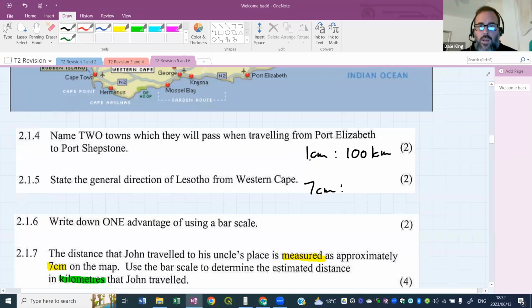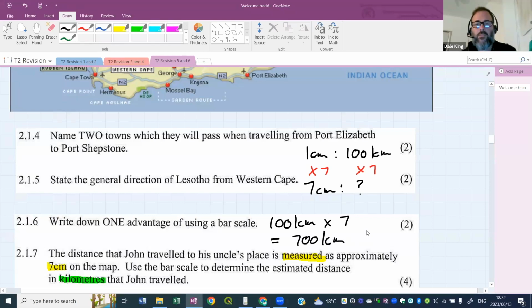Why? Because how did we go from 1 centimeter to 7 centimeters? We times it by 7, didn't we? Well, you've got to do the same on the other side of the ratio, like you guys are telling me. You've got to multiply by 7 to get this value over here. So you must say 100 kilometers times 7, nice and easy, and you will get 700 kilometers.